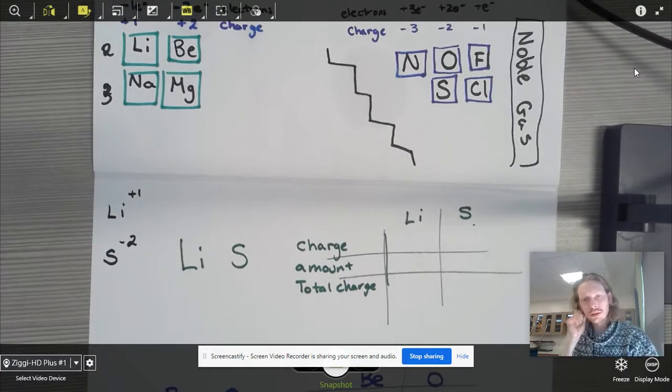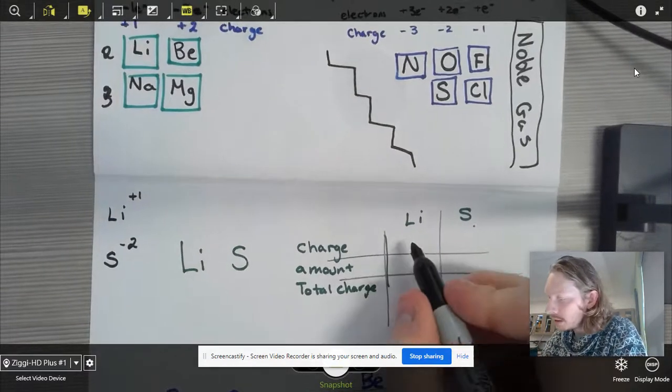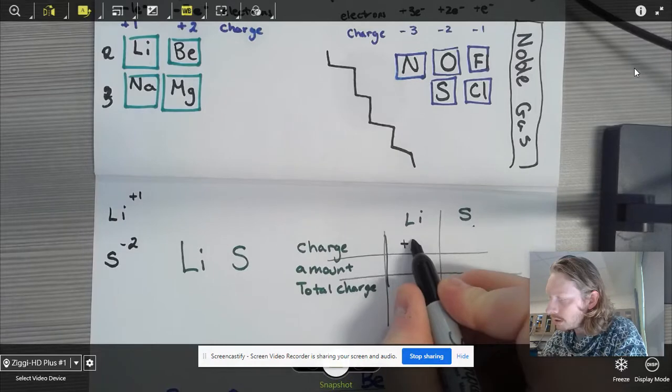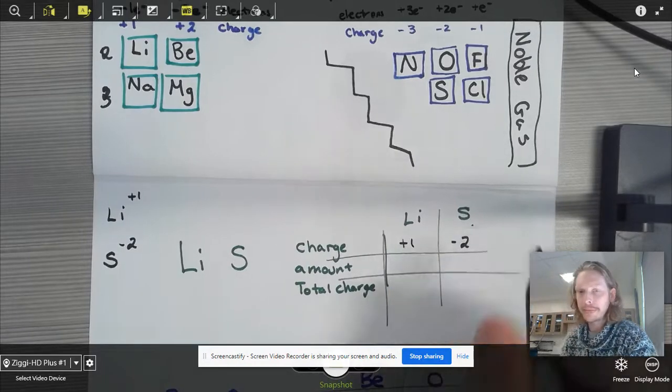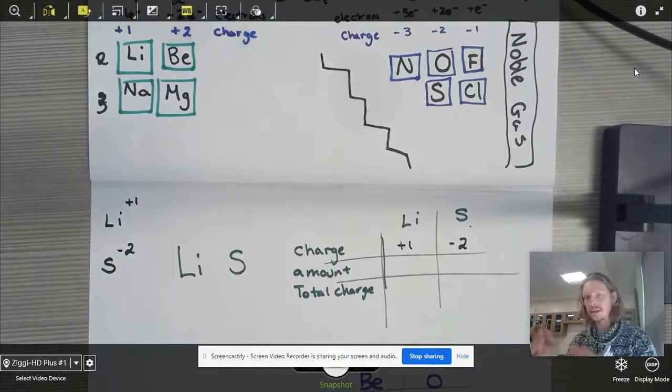So our job here now is, we don't have a balance beam, but we are able to think about the charge. So we said the charge is plus 1. The charge here is minus 2. So how do we balance out plus 1 and minus 2? How do we make that equal to 0? How many of each do we need?